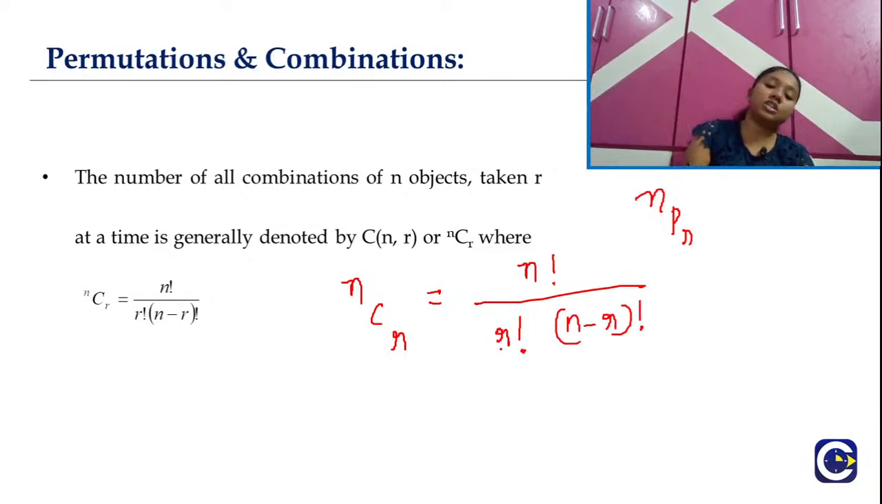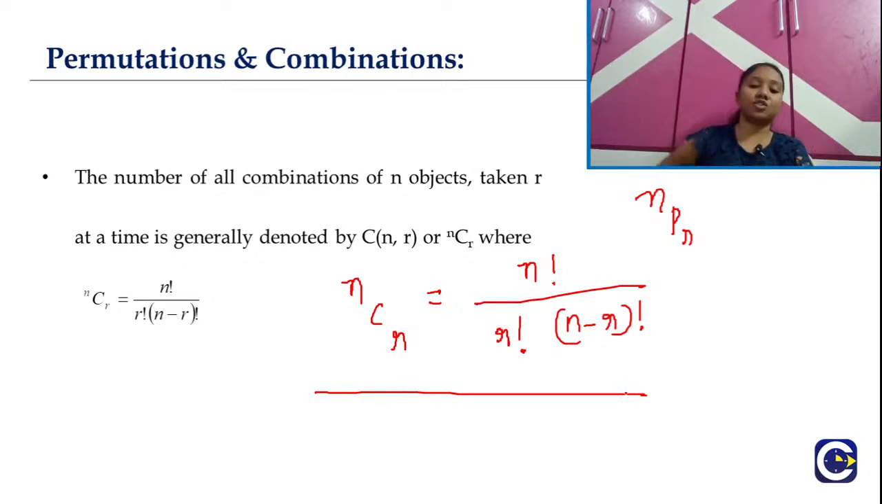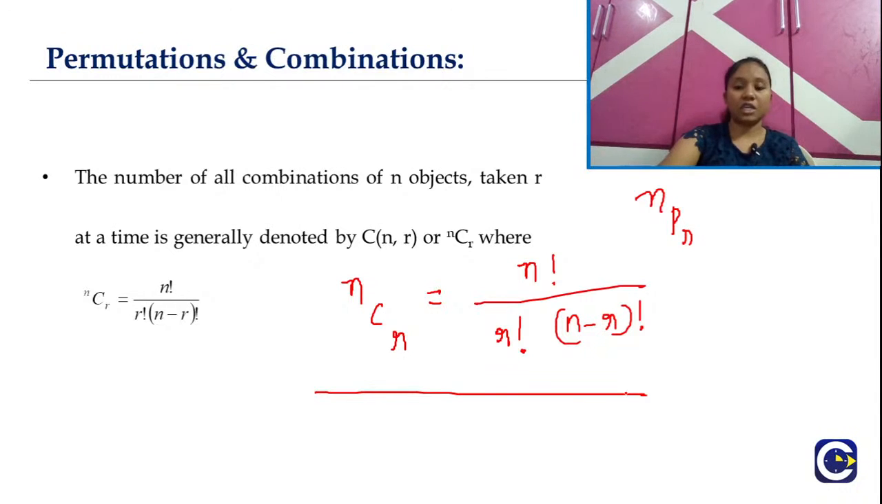So there is a new term added here with respect to the permutations, that is r factorial, right? So this is the expansion of nCr, that is the combination. When we have n objects and taken r at a time, the general number of combinations is given by nCr, which is equal to n factorial by r factorial into n minus r factorial, right?